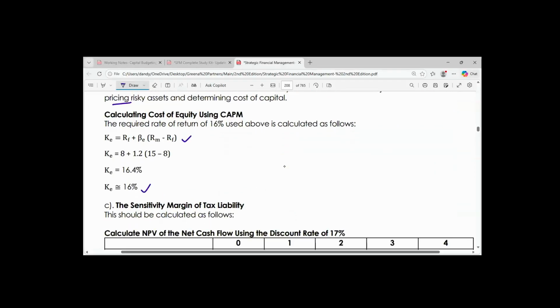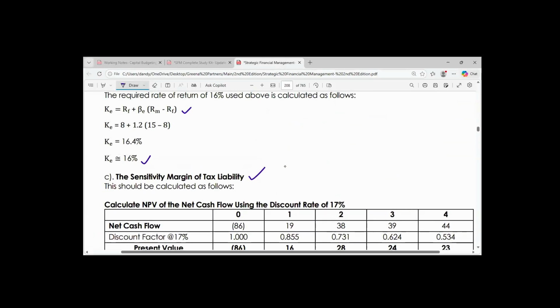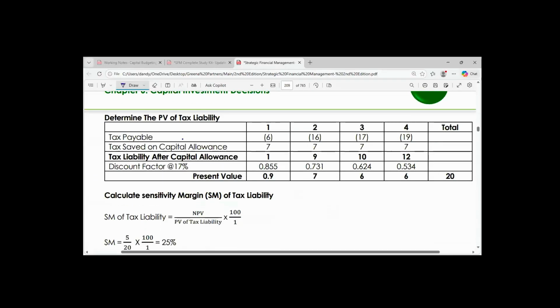All right. Then number C of the question, which talks about the sensitivity analysis. I've already told you what you need to do on this one. You go to the question and pick the tax liability as calculated before. This is the tax liability that we have calculated in the table. Then you adjust it with the tax saved, because the essence of capital allowance is to reduce tax liability. So the tax saved that you have calculated before will be deducted. Whatever you have thereafter will be the tax liability after the capital allowance.